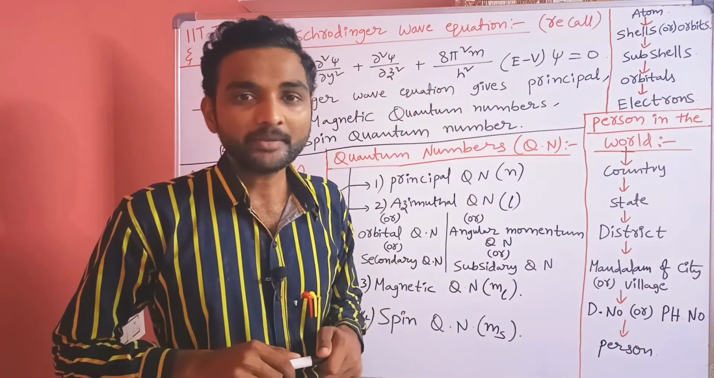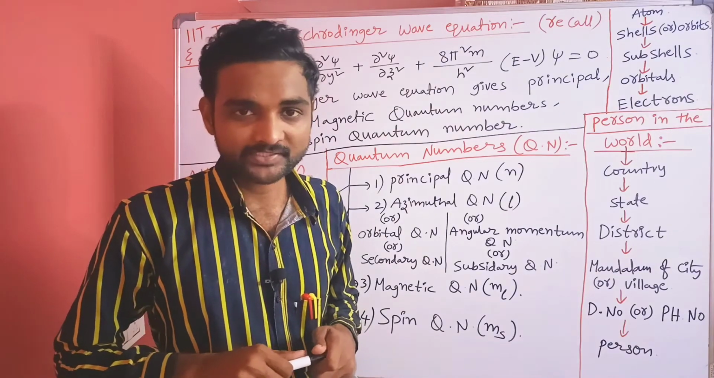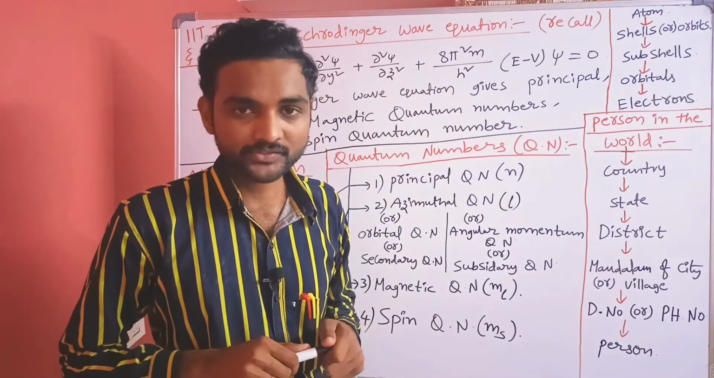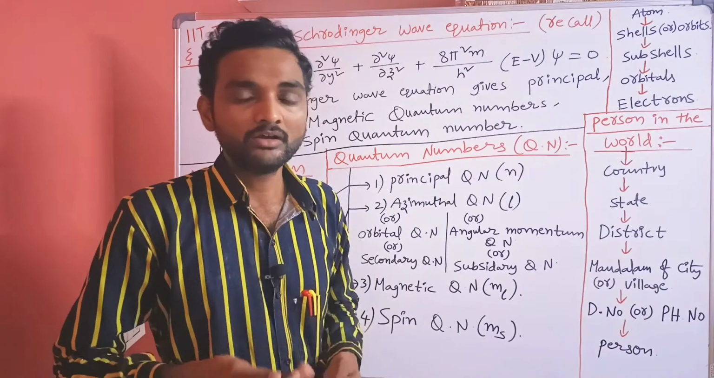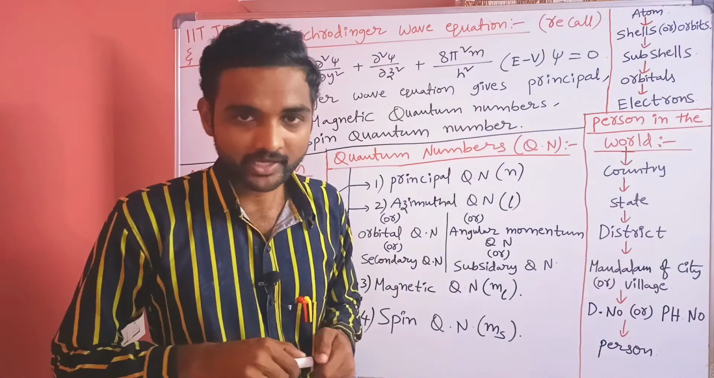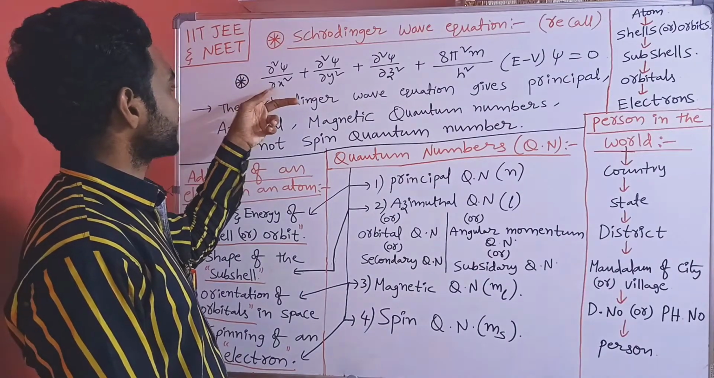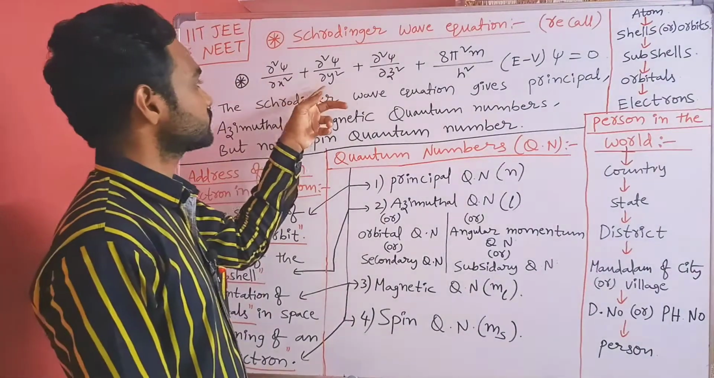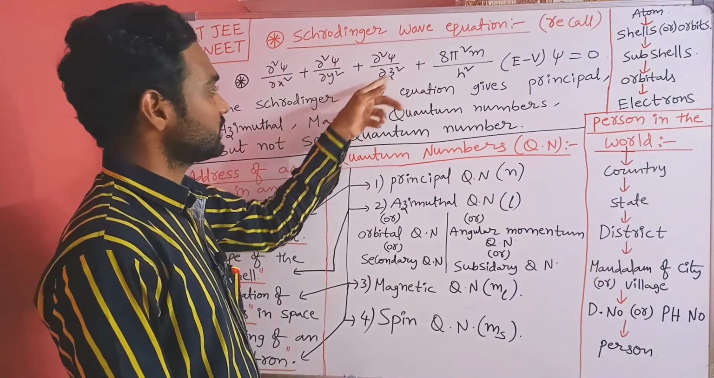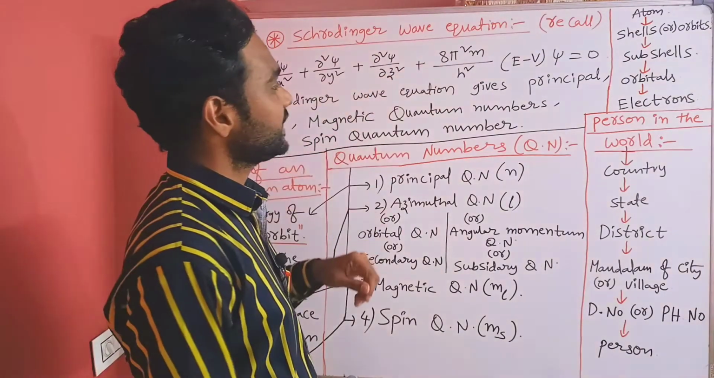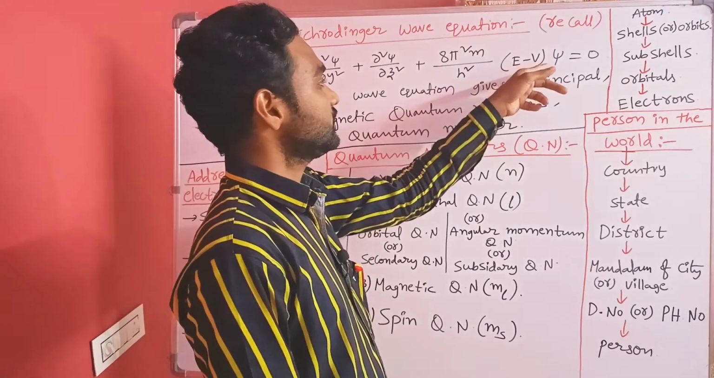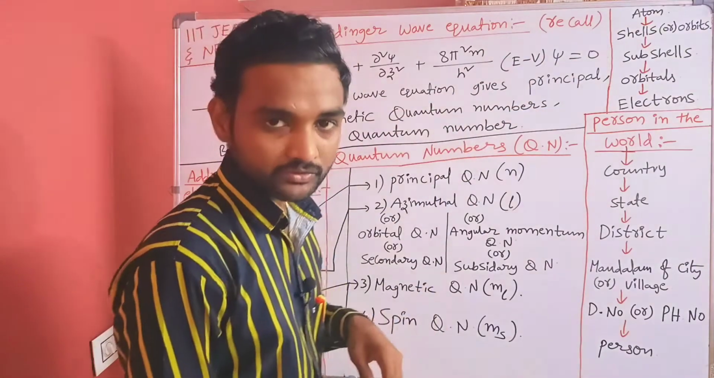Okay, today let me discuss quantum numbers. Before going to quantum numbers, we first have to recall the Schrodinger wave equation. See, the Schrodinger wave equation is ∂²ψ/∂x² + ∂²ψ/∂y² + ∂²ψ/∂z² + (8π²m/h²)(E − V)ψ = 0.